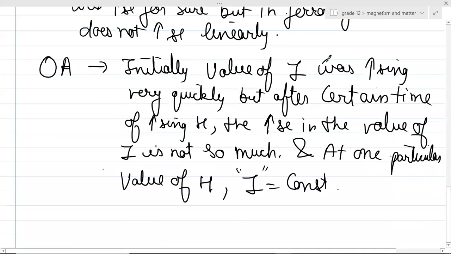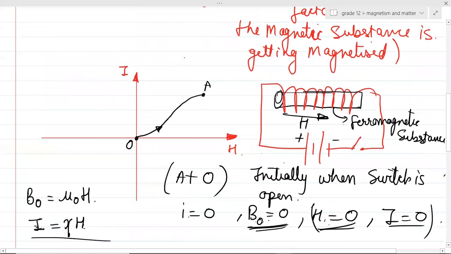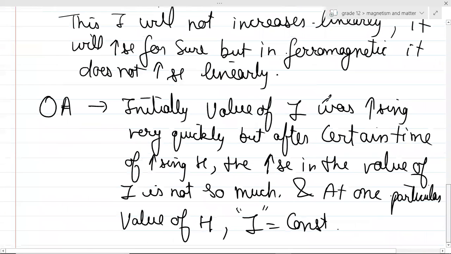So at this point A, what will happen, guys? I will become constant. Even if you keep on increasing the magnetic field, if you keep on increasing the current, this curve will not go further up or down. It will go straight like this. Are you getting my point, guys? Is this clear? So at this point A, I becomes constant.